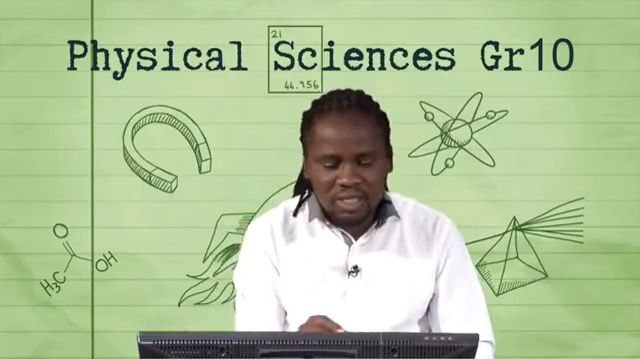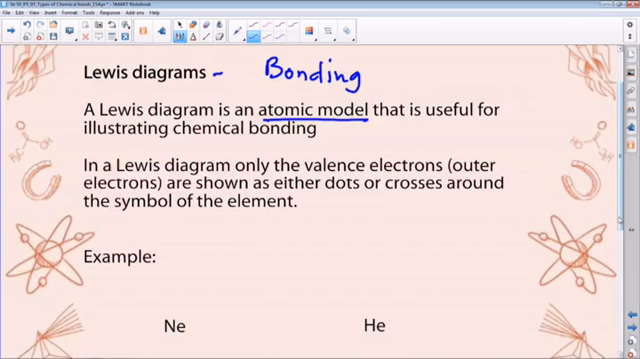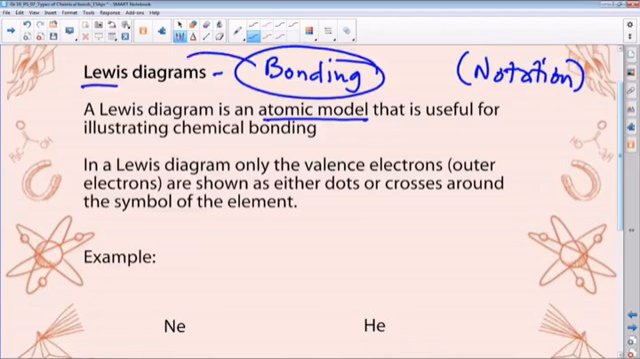So let's think of the Lewis diagram, or sometimes we refer to it as the Lewis notation. It's a standard way of representing atoms of an element. The reason why we want to have a brief look at the Lewis diagram is because as far as bonding is concerned, we use quite a lot of Lewis diagrams to illustrate that. Now, only the valence electrons. Valence electrons, that's another key concept for today. When we talk of valence, we're talking about electrons at the highest energy level. Right, so these are your valence electrons, right?